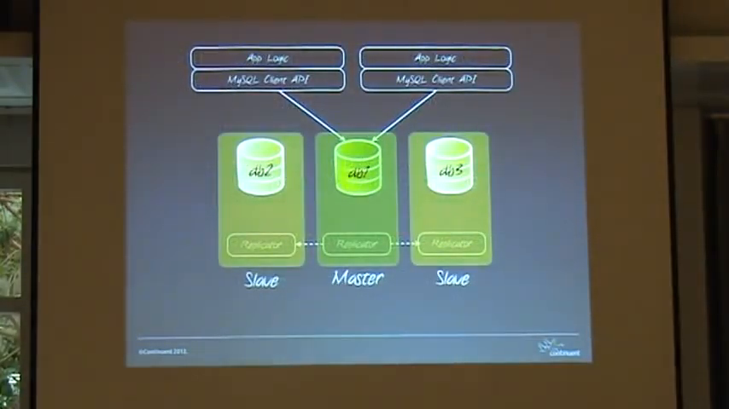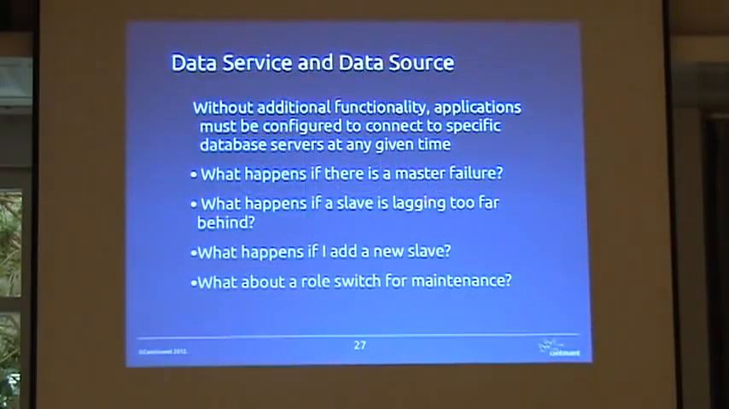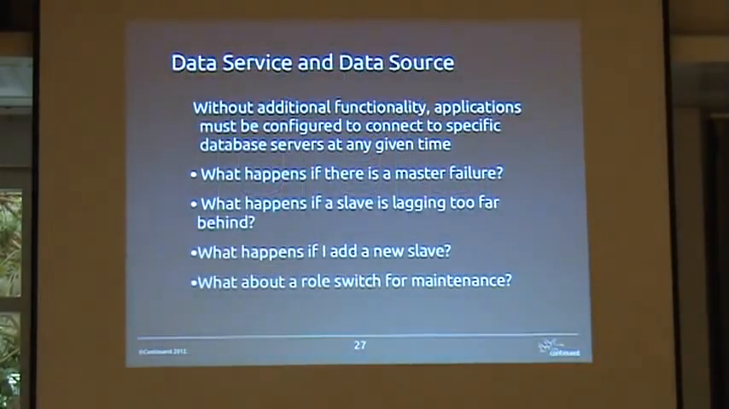This is how you would implement replication with only the replicator. So you have a master and a couple of slaves, and applications go to the master. But what happens if there's a master failure? If the slaves are lagging too much, how to add a new slave? How to switch roles for maintenance? So these are all questions that TE addresses.